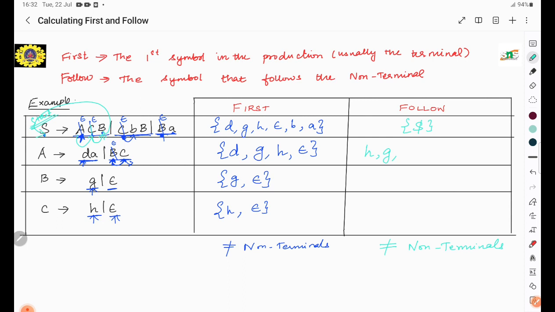When we make a move from right hand side to left hand side, we have to refer to that particular non-terminal's follow. So here we had a move from RHS to LHS and it refers to the non-terminal which is capital S. So the follow of capital S, we have to copy. So we'll have dollar here. That's all.